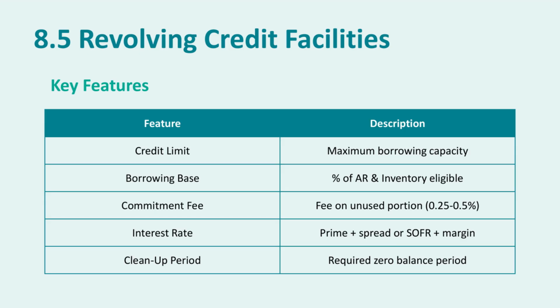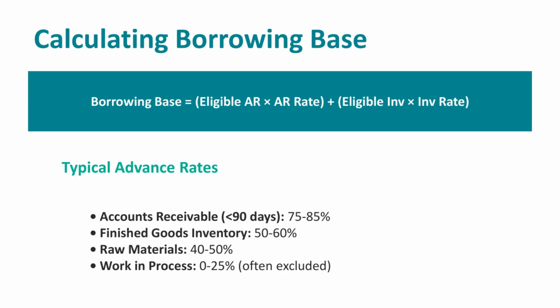Section 8.5 details revolving credit facilities. Key features include the credit limit, commitment fees on the unused portion, and floating interest rates. A critical concept is the cleanup period, where the balance must be zero for a specified time to prove the debt is truly seasonal. The borrowing base determines how much you can actually draw from your facility.